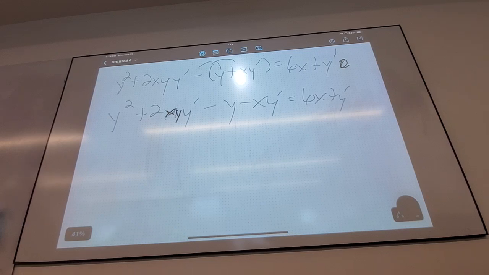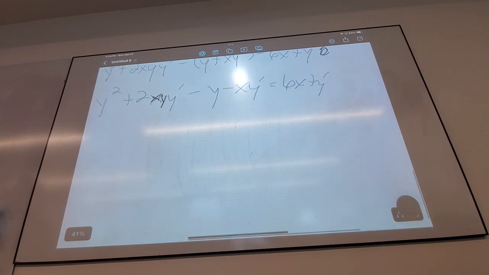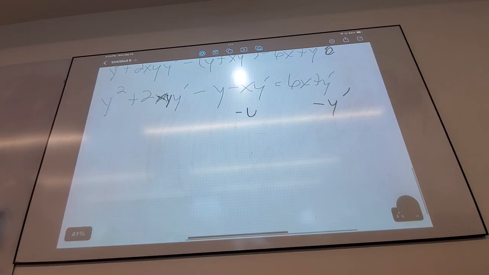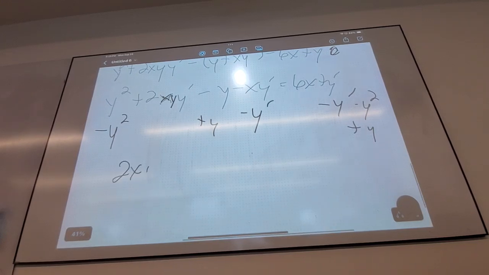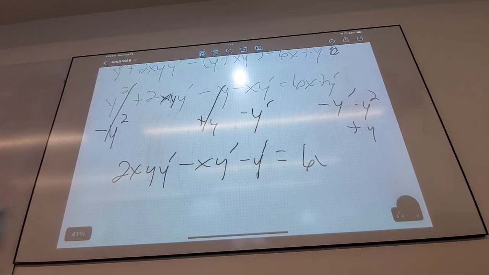Okay, so now I could subtract y squared and add y, right? I just gotta pick a side, just like you do in algebra. I'm gonna put my y prime stuff on the left-hand side. So I'm gonna subtract y prime, and subtract y squared, add y, so I can get all my y prime stuff on one side, all my non-y prime stuff on the other side. Okay. So I get 2x, y prime, gone, minus xy prime, minus y prime, equals 6x, gone, minus y squared plus y.